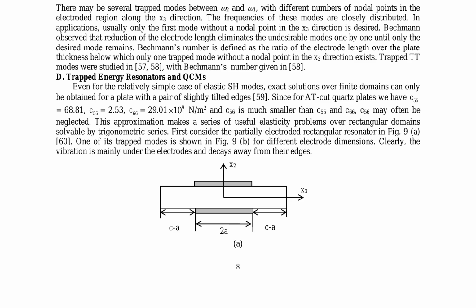Previous studies have investigated trapped TT modes, including the determination of Beckmann's number. Additionally, the use of elastic SH modes for AT-cut quartz plates has been explored. By neglecting C56 due to its small value compared to C55 and C66, elasticity problems can be solved over rectangular domains using trigonometric series. This approximation is useful for understanding partially electroded rectangular resonators, such as the one shown in Figure 9, where a trapped mode exhibits vibration mainly under the electrodes and decays away from their edges.